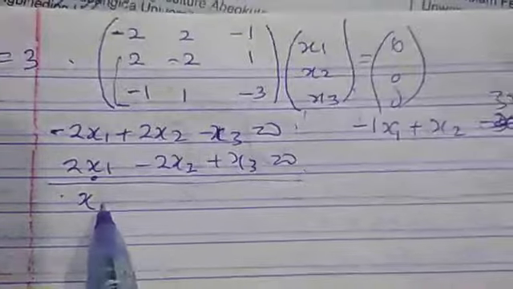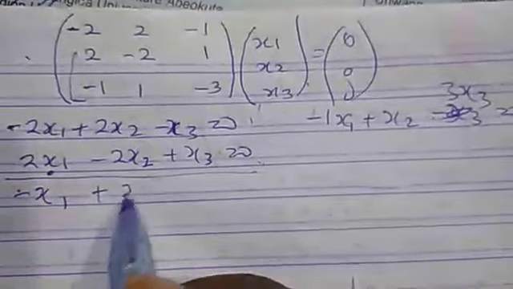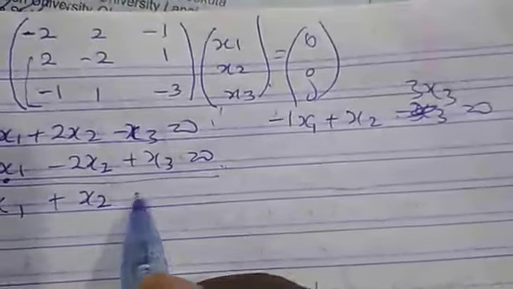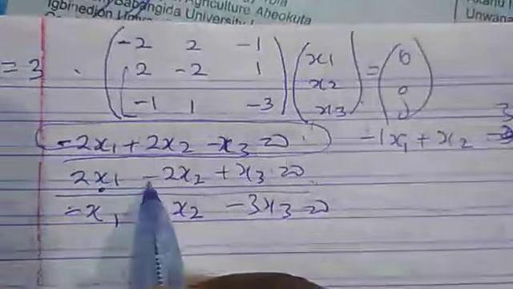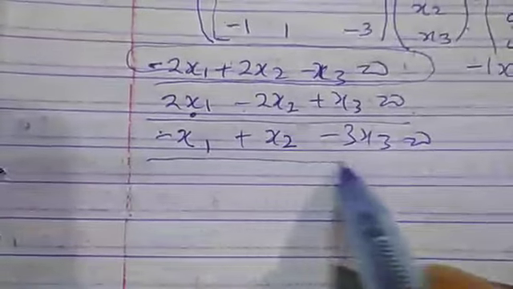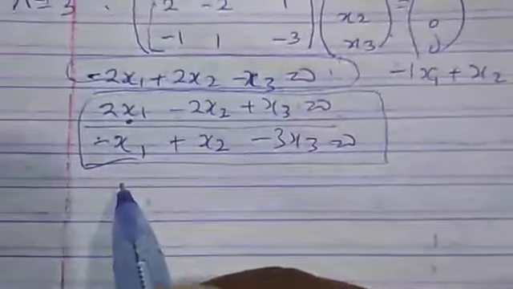That is s1 minus s1 plus s2 minus 3s3 equal to 0. So this one is not useful again because it's the same thing as this. That's why it's giving me 0. So this is what we are going to use. We are going to make use of these two equations now.